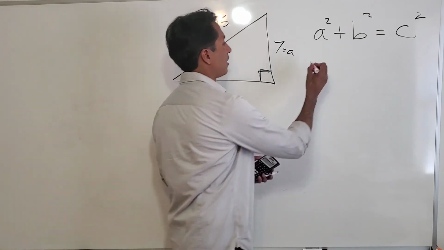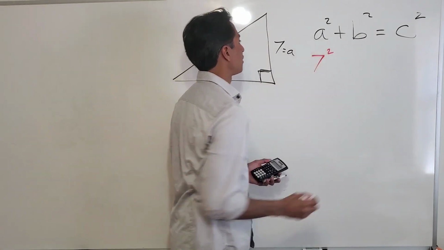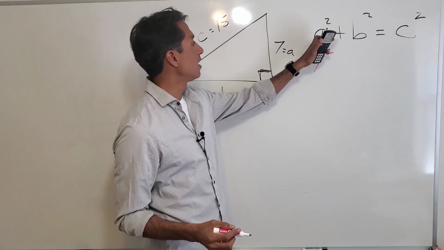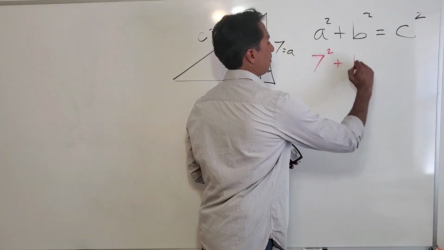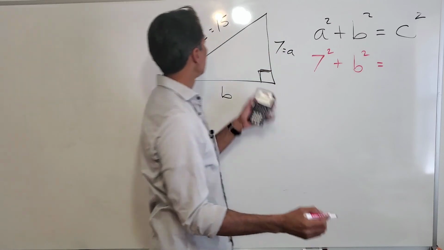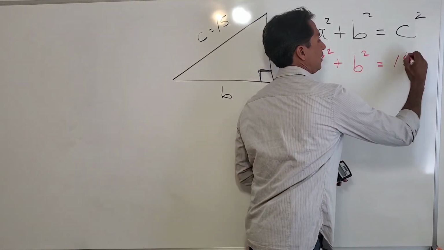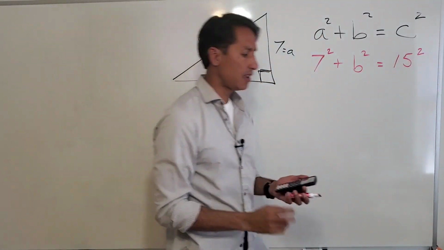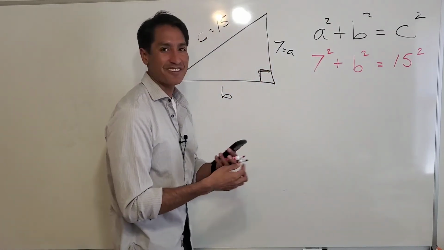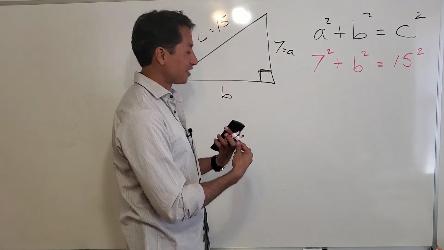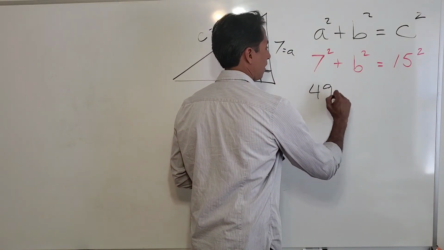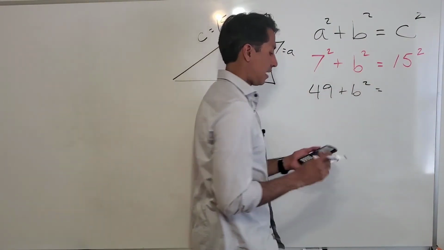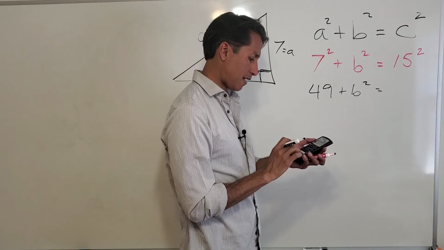They said A was 7. So I have 7 squared, because it's a formula. I plug in my value for A and then it's squared, plus B squared equals 15 squared. Get your calculator. I was going to reach for it and it's already in my hand. 7 squared is 49, plus B squared, and then I got 15 squared, which is 225.